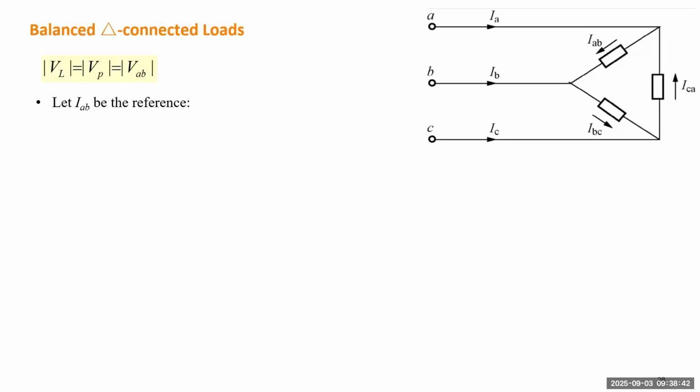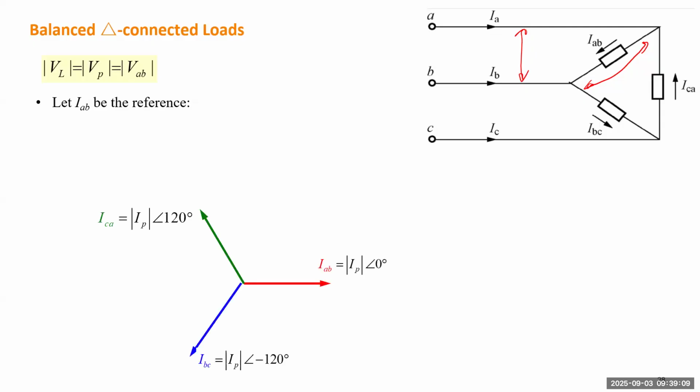So how about the balanced delta connected load? A balanced delta connected load will have the line-to-line voltage equal to the phase voltage. Which means if you measure the voltage on the line, it will be the same as the voltage you measure on each phase. To draw the phasor diagram, we'll use IAB, which is the current from A to B, as the reference. So this will be the phase current.